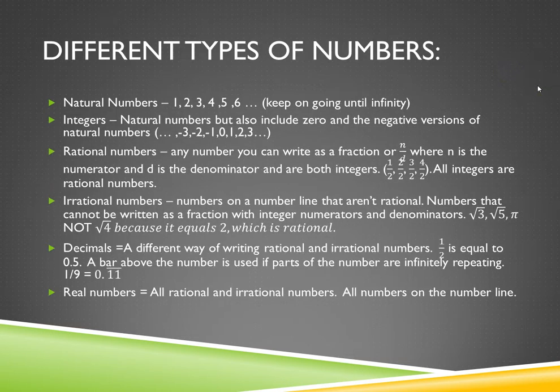So now we're going to cover the various different types of numbers. Let's start off first with natural numbers. Natural numbers are just what you'd probably know normally: 1, 2, 3, 4, and you keep counting.